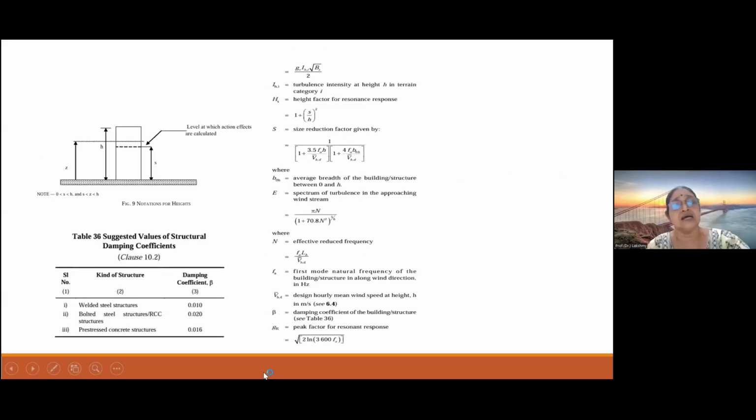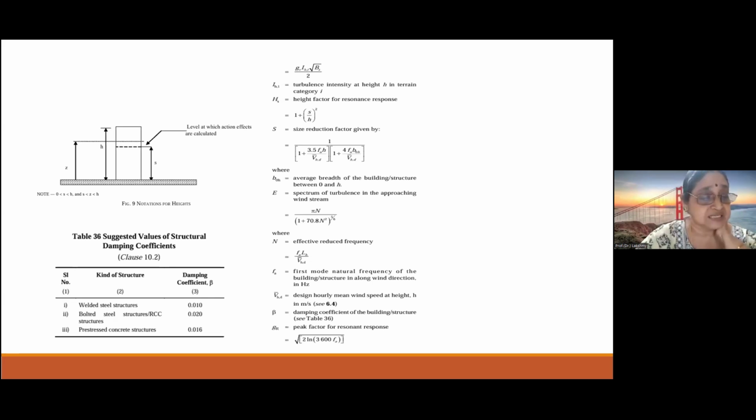Now, there are certain structural damping coefficients given here, and they depend on whether it is a welded steel structure, a bolted steel structure, or a concrete structure. The damping coefficient beta given is 0.01 for a welded steel structure, 0.02 for a bolted steel structure, and 0.16 for a pre-stressed concrete structure.